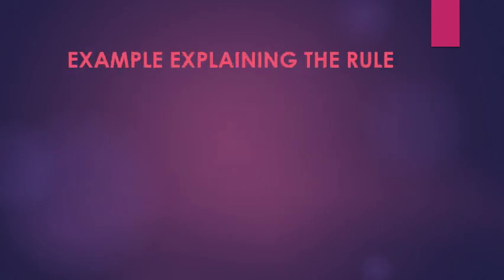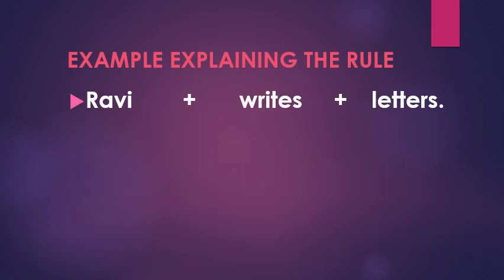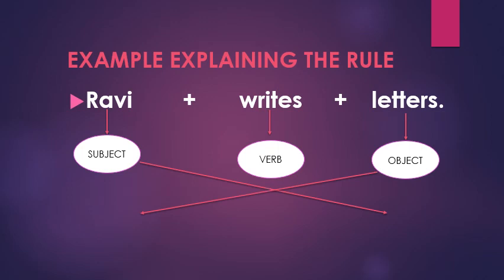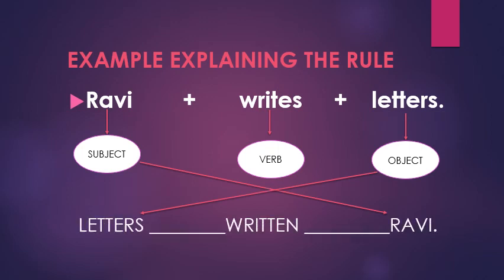Now an example explaining the rule. Ravi writes letters. This is the example. Now, Ravi is the subject, writes is the verb, and letters is the object. Subject becomes object, object becomes subject. Letters dash written dash Ravi. Verb changes to third form. Now what will come here? See, letters written by Ravi.